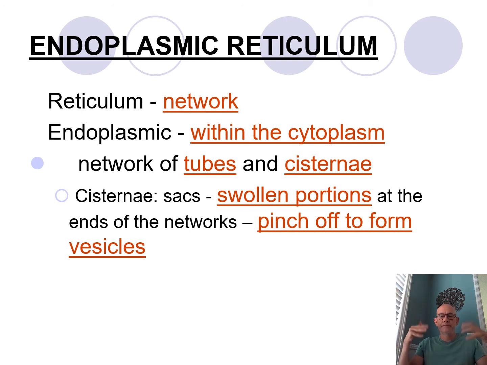So imagine a bunch of cars drive up the road, park in the cisternae or the cul-de-sac, and it pinches off, and then it moves to another neighborhood, and then it merges with a road over there, and then those cars can drive through the next neighborhood. That's essentially what's happening, except instead of cars, it's proteins.